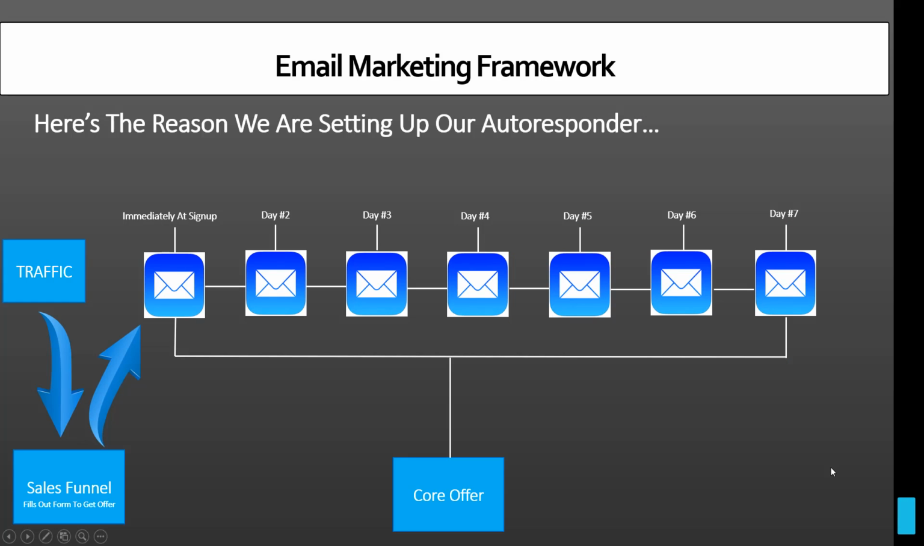Now, the reason why we have to have an email marketing software is because we need a software in place that's automatically going to send all of these emails out on a regular basis for a certain specified period of time. So whenever traffic is coming in to your sales funnel, and then they fill out the form to look at your offer, immediately they're going to get an email, and then it's going to go all the way through your email marketing sequence, all with the purpose of bringing them to the core offer. And that's exactly why we need to set up your email marketing software.